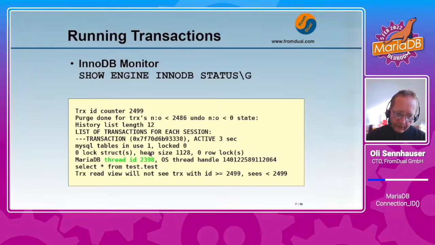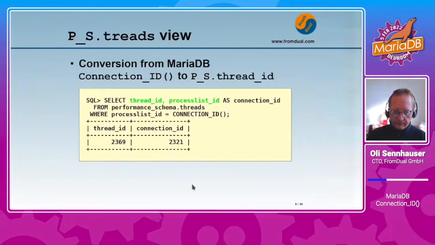Then in the third section in the InnoDB monitor with the show engine InnoDB status command, you have the running transactions. So you can see there which transaction is running right now inside InnoDB. And here again, you have the connection ID. It's called thread ID again. So you can see which connection actually is running which transaction. So that was the InnoDB monitor. Where else do we have information about connection IDs?